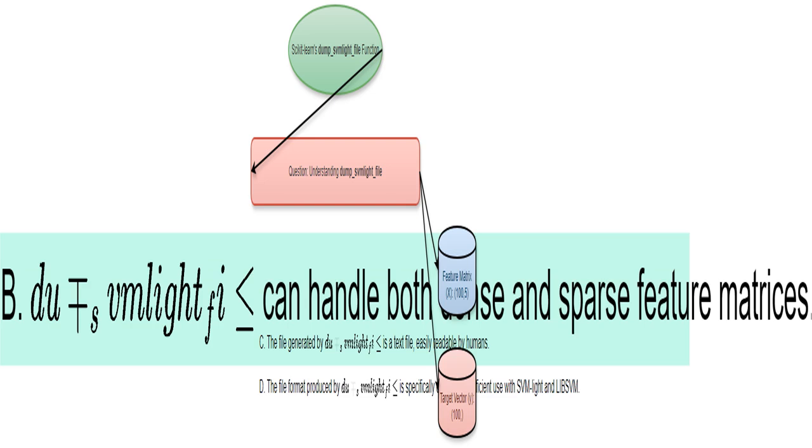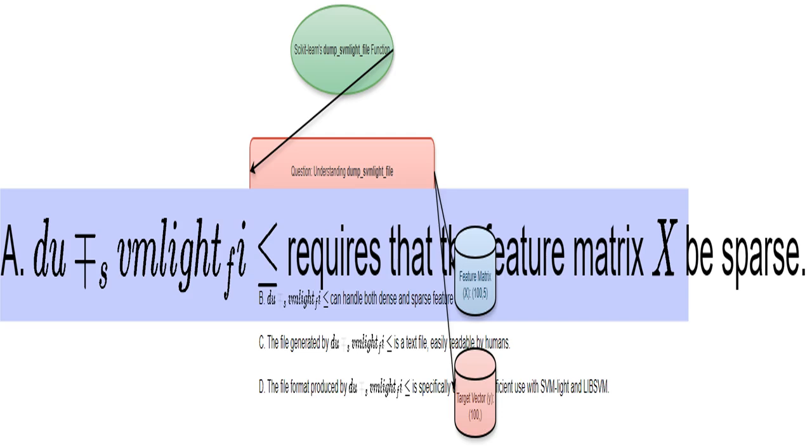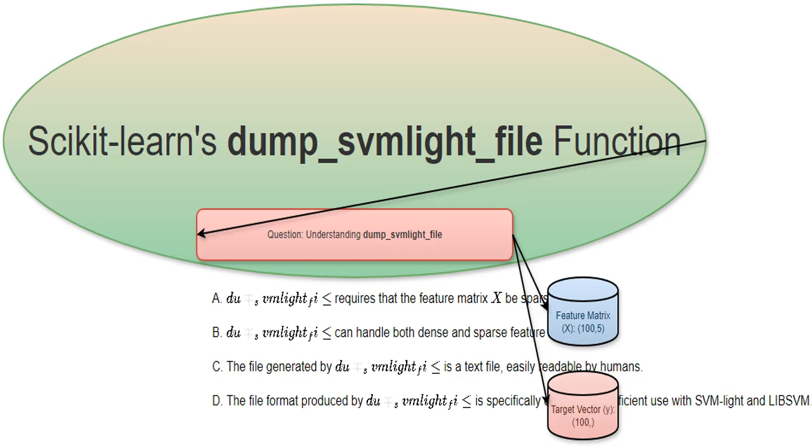SVMlight and libsvm are popular support vector machine libraries. This is a key characteristic. It can deal with both full data, dense, and data with lots of zeros, sparse, providing flexibility. This is wrong. It does not require sparse matrices.